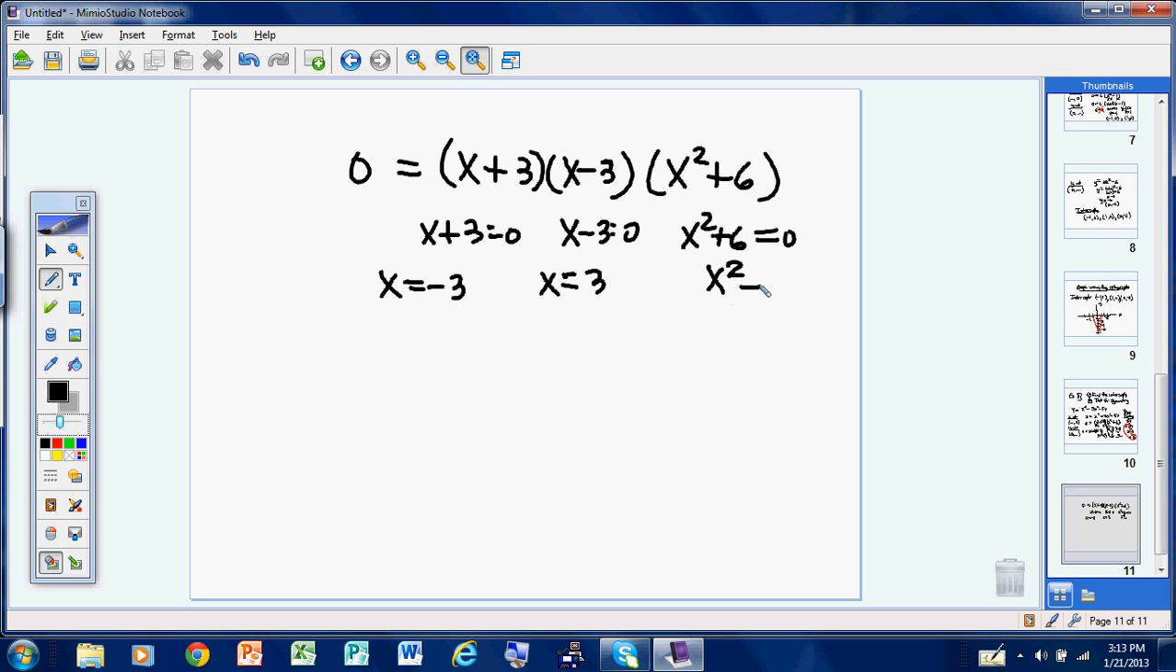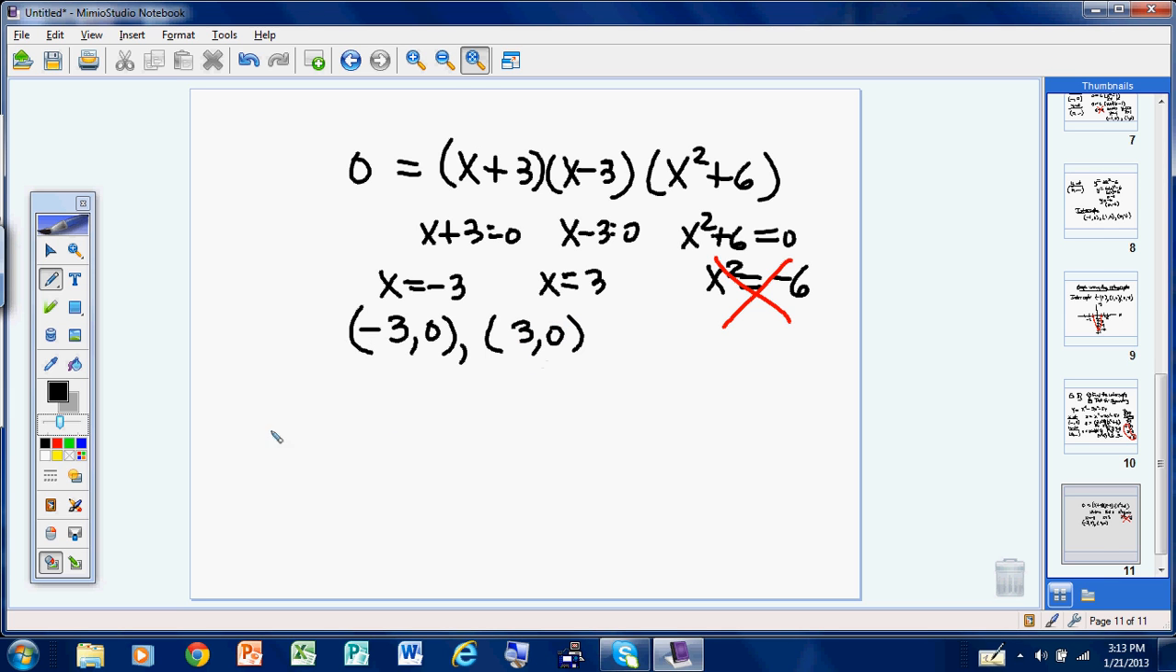We're getting x squared equals negative 6. Let's think about that. Does that make sense? If we're going to square something, are we going to get a negative value? The answer is no. So we're not getting anything out of that one. So the x-intercepts we get, represented as points, would be described as (negative 3, 0) and (3, 0).